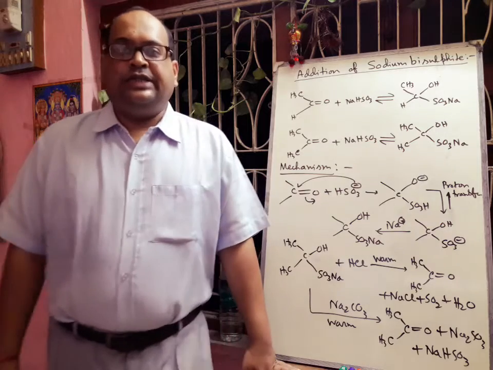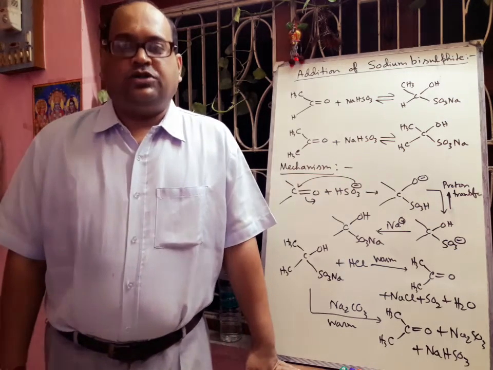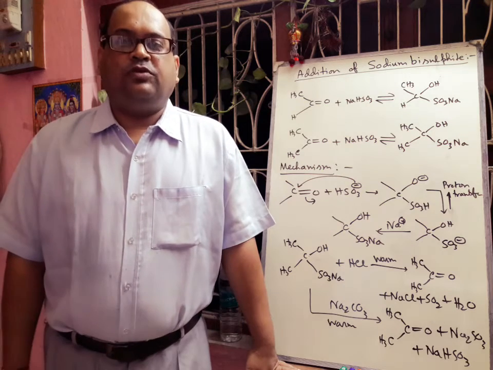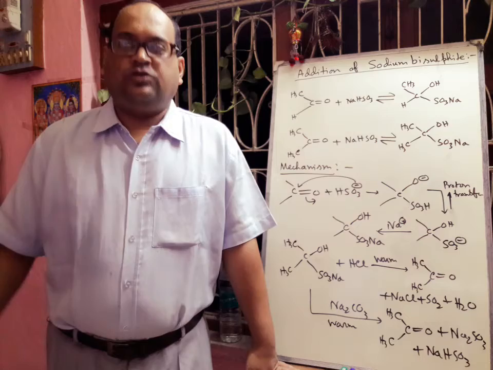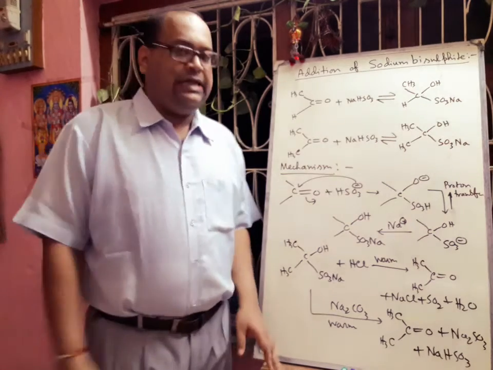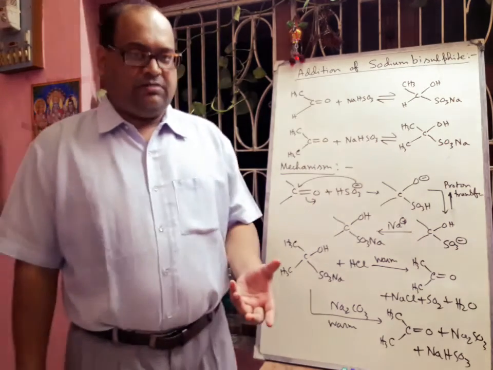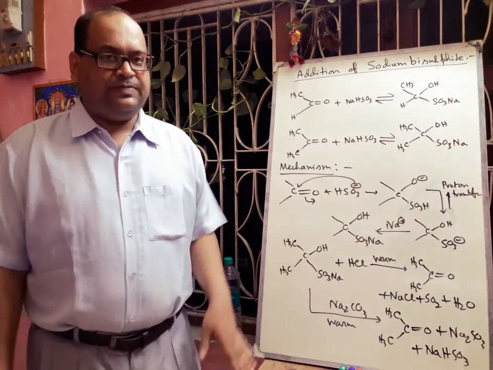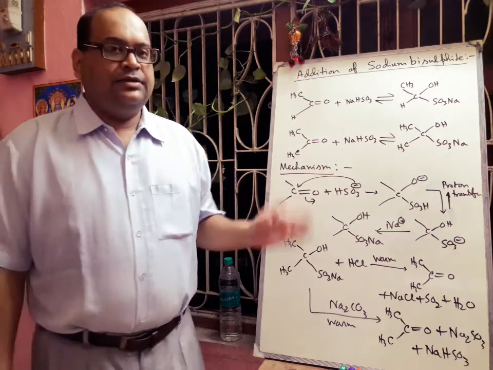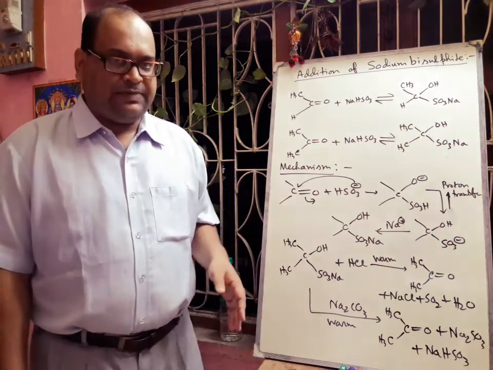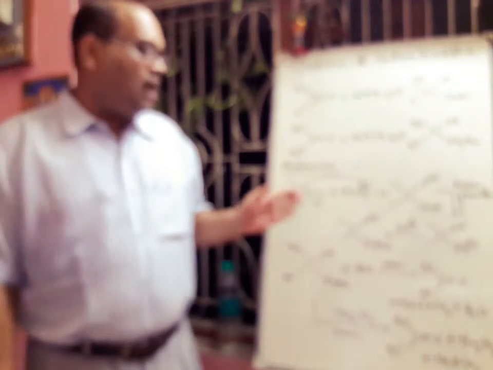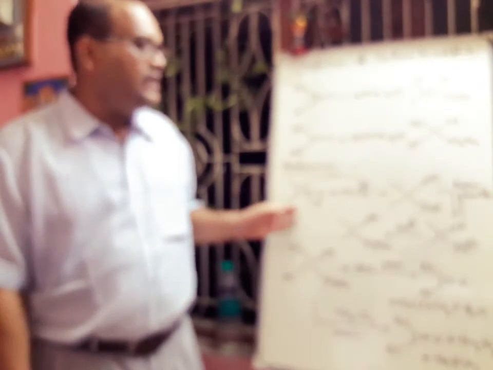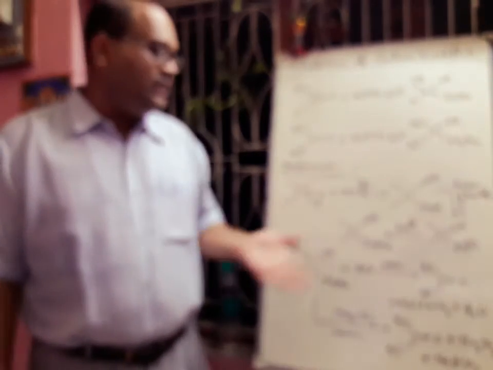So this reaction can be used for the purification and separation of carbonyl compounds from those substances which do not react with sodium bisulfite. Suppose in a mixture there is a ketone, that means acetone, as well as other compounds like ether. How to separate these two compounds? If we add sodium bisulfite, we will get a crystal product, and the other will remain in the solution.